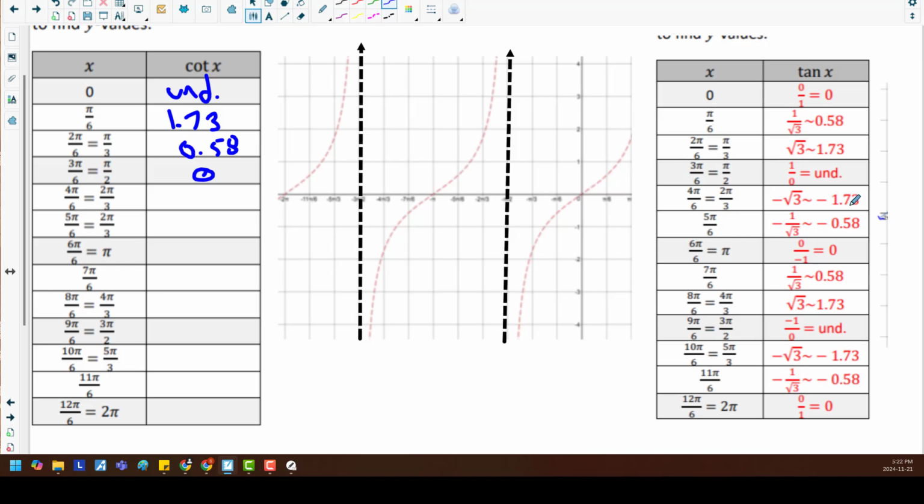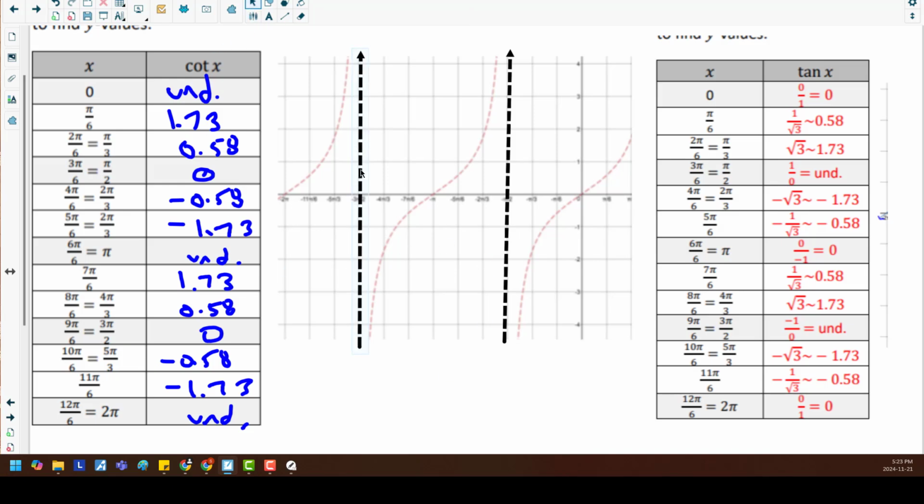So here we have negative 1.73. So 1 over that is going to be negative 0.58. And then 1 over negative 0.58 is going to be negative 1.73. 0, 1 over 0 is undefined, so this is going to be undefined. Then we have 1.73, 0.58, 0, because tan is undefined, so yeah, 0. Negative 0.58, negative 1.73, and undefined for the last one. So these are our cotangent values.